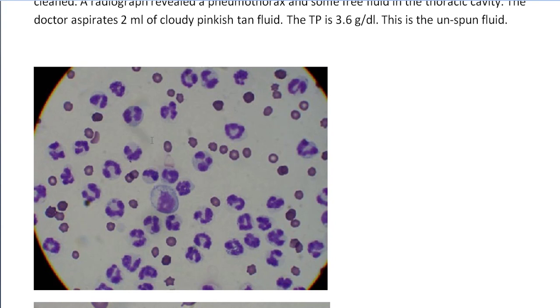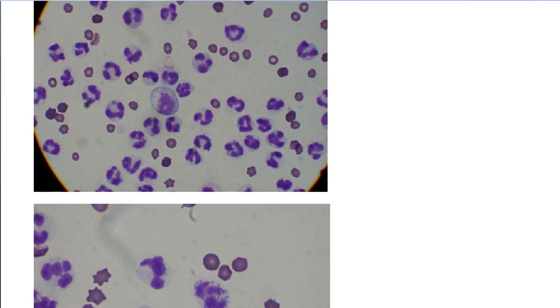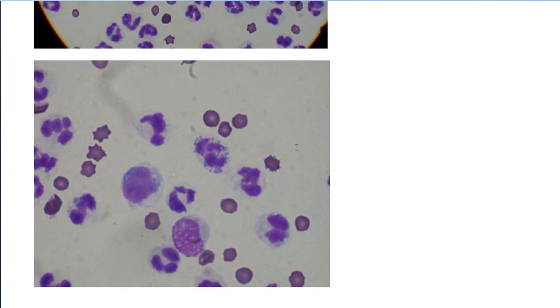And is the sample septic or non-septic? Again, I'm pretty much seeing that we probably have got some bacteria in here somewhere. It's kind of hard to see on low power. Ooh, here's some right here. But if I go down to oil immersion, we can plainly see bacteria in this neutrophil. This is a septic effusion of the chest. These are both macrophages.